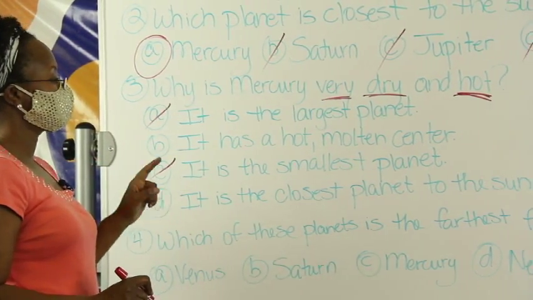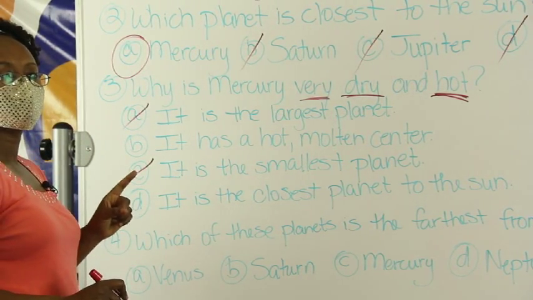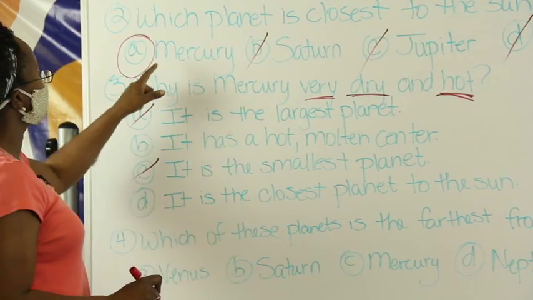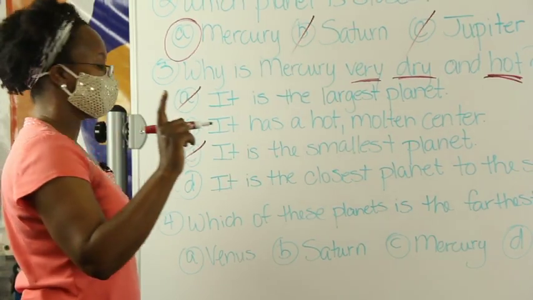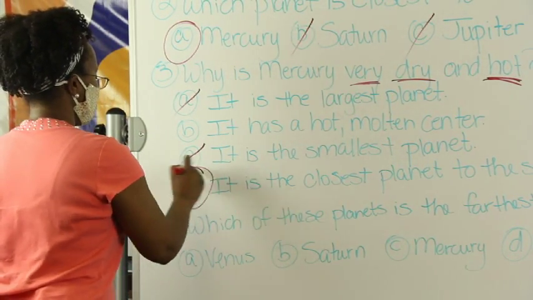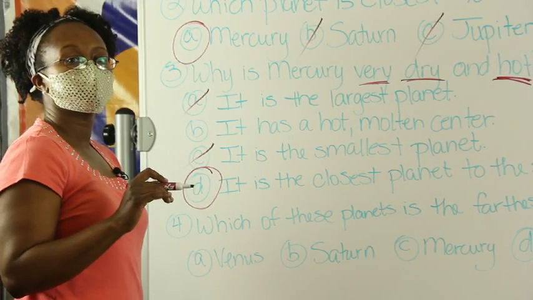Is it the closest planet to the sun? Is that even true? Is it the closest planet? It starts with an M, and we just answered up here that it is the closest. So more than likely, that's the reason why it would be hot and dry, okay? Because it's close to the sun.